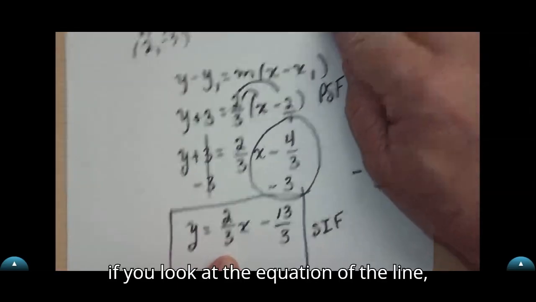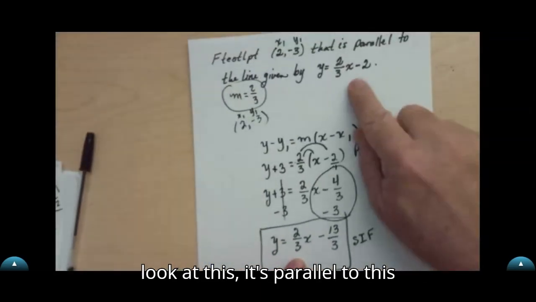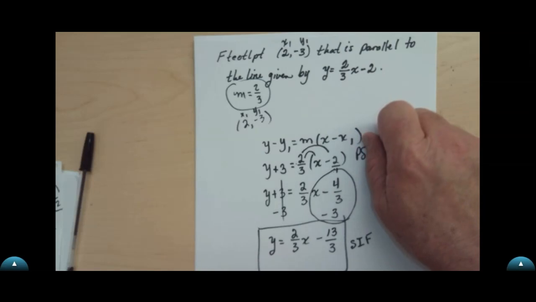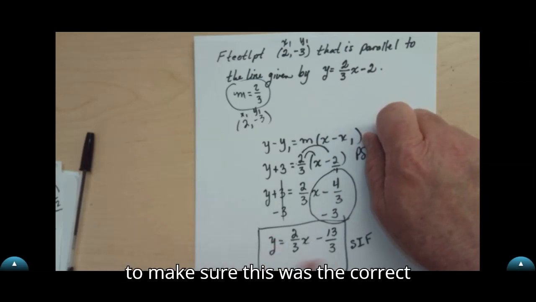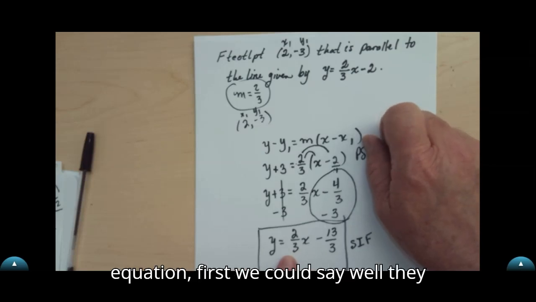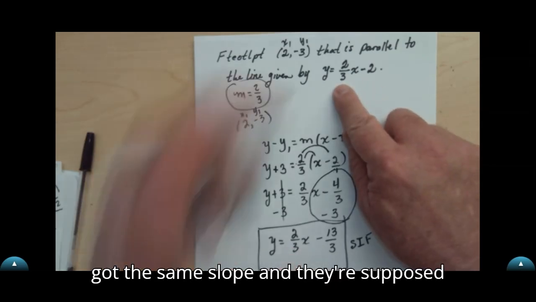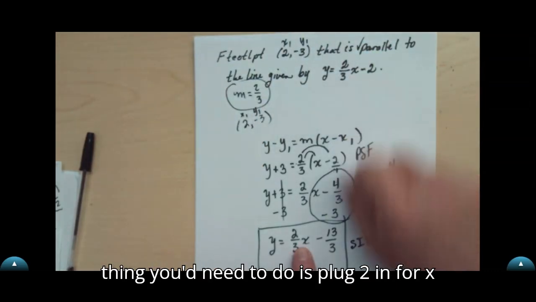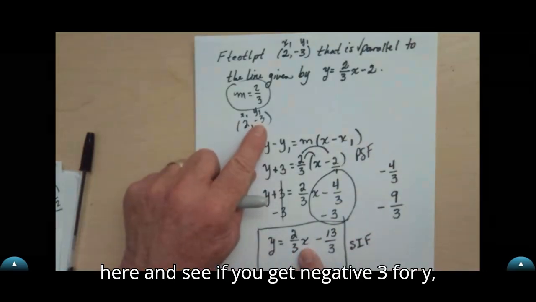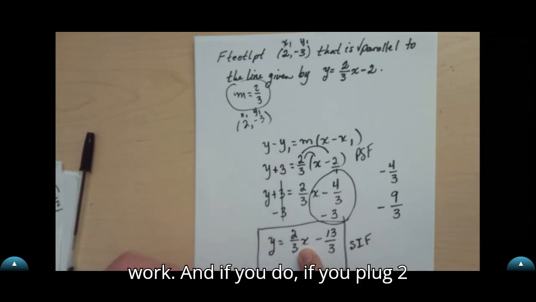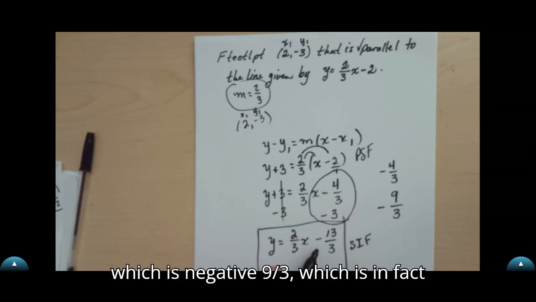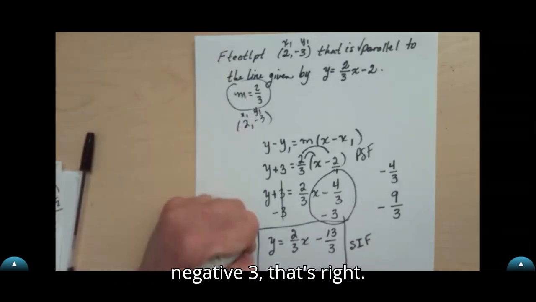And notice, if you look at the equation of the line, let me zoom back up a little bit. If you look at this, it's parallel to this line. Yep, it is, because they both have the same slope. And of course, if we want to make sure this was the correct equation, first we could say, well, they got the same slope and they're supposed to, because my line's supposed to be parallel to this one. Then the other thing you'd need to do is plug 2 in for x here and see if you get -3 for y, right? If you really want to check your work. And if you do, if you plug 2 in for x, you get 4/3 minus 13/3, which is -9/3, which is in fact -3. That's right.